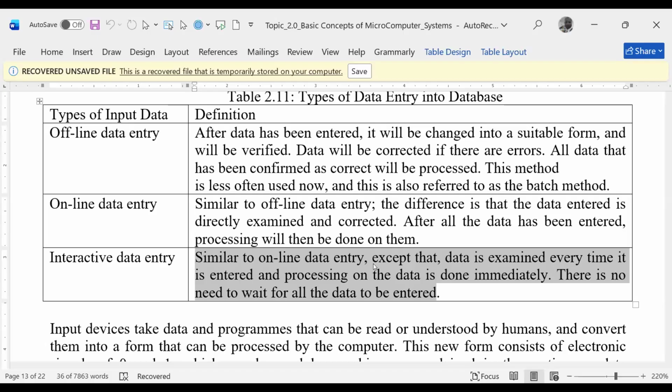And this type of entry gives you a chance to verify before final submission. You go through to check for mistakes and make corrections before final submission.